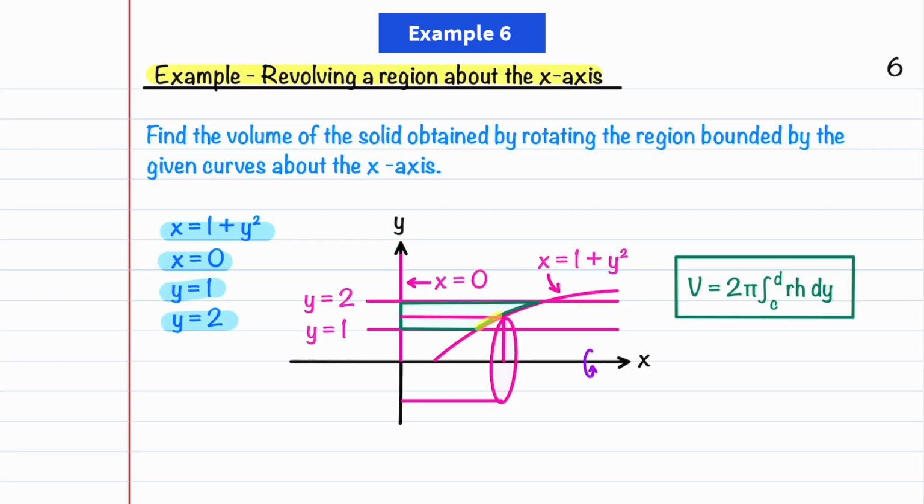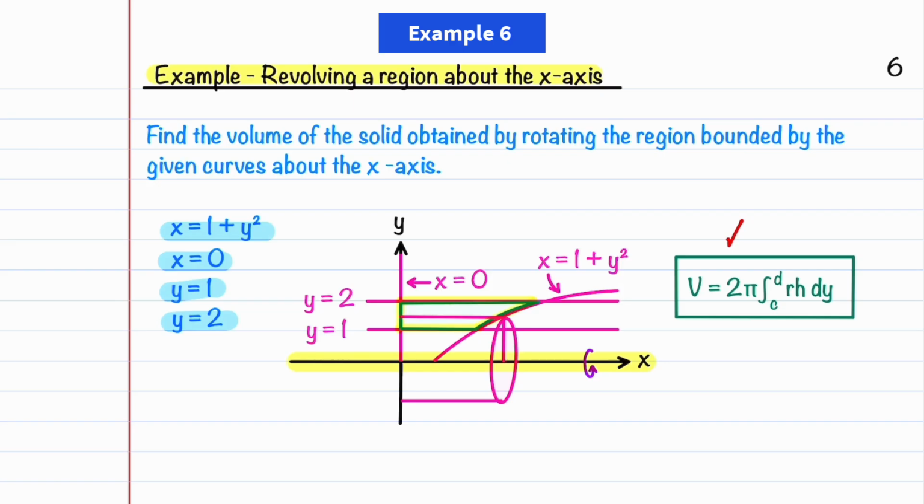Here's the curve, x is equal to 1 plus y squared. Here's the line y is 2. Here's the line x is 0. And here's the line y is equal to 1. So the region that we're going to be revolving is the region that is enclosed by that curve and those 3 lines. We're going to be rotating this region about the x-axis, and we're going to use cylindrical shells. And here's the formula that we are going to be using.